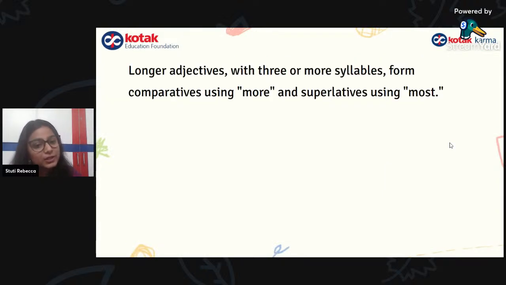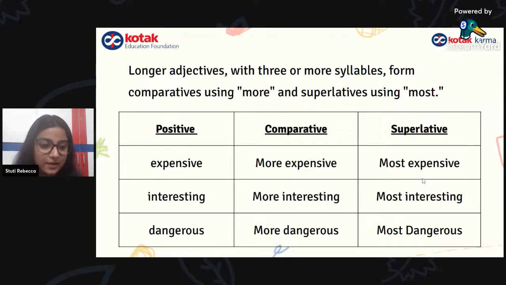All right. And the next one, the longer adjectives with three or more syllables form comparative using more and superlatives using most. Again, for example, expensive will change to more expensive and most expensive because these words have syllables which are more than three. Okay. Then interesting will change to more interesting and most interesting. And similarly, dangerous will change to more dangerous and most dangerous.